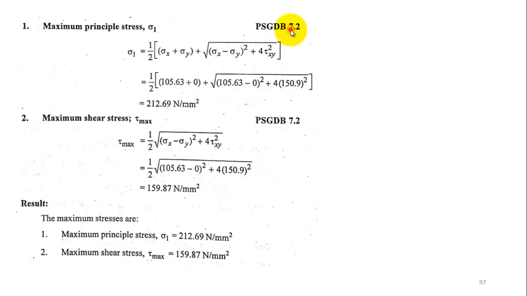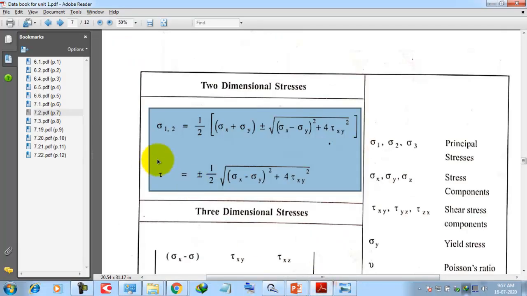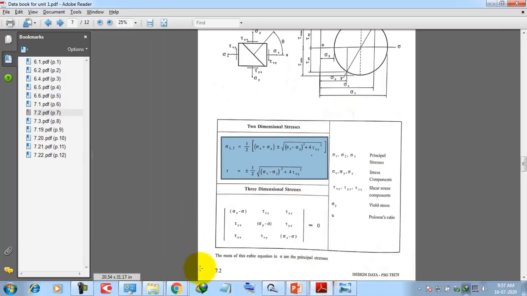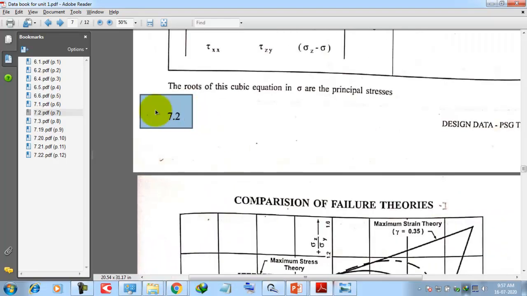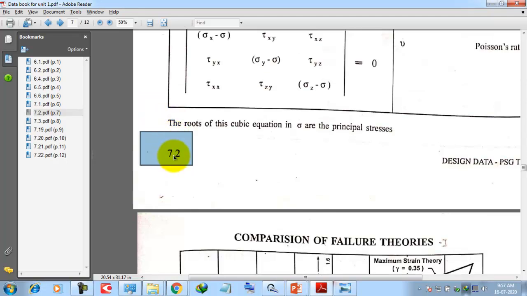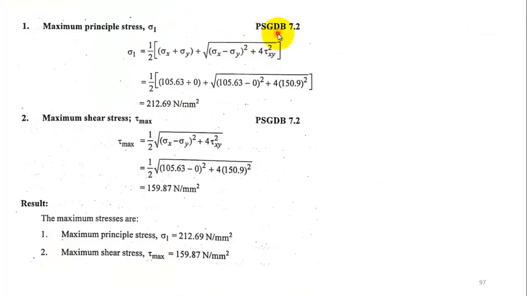This 7.2 is nothing but this value, 7.2. Here you see the page number value is 7.2. You have to note it in your problem also. Even during the exam you have to give the reference that you have referred in page number 7.2, like this: from page number 7.2 from PSG data book. That's what you have to write during the exam also.